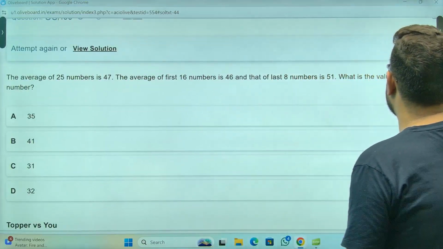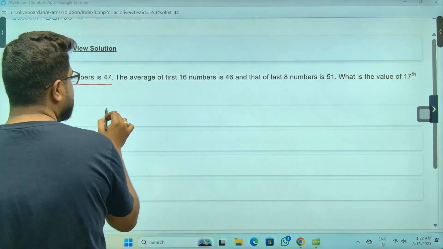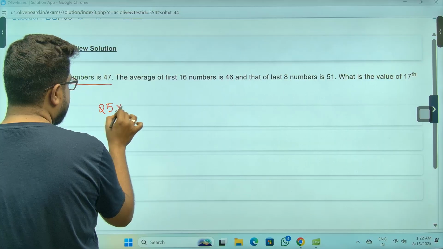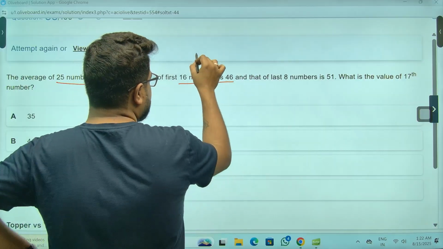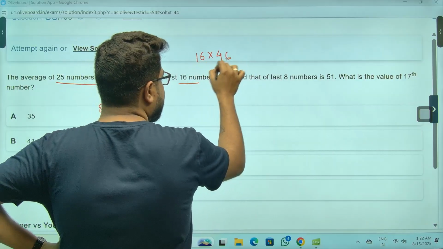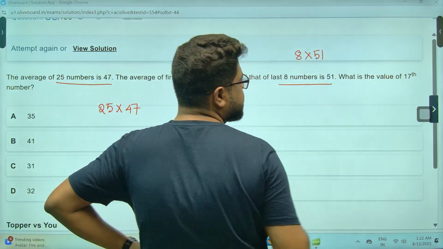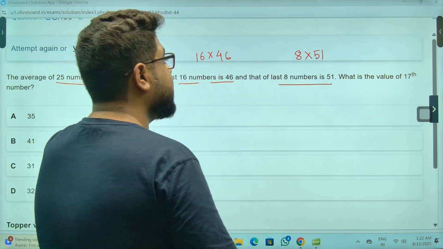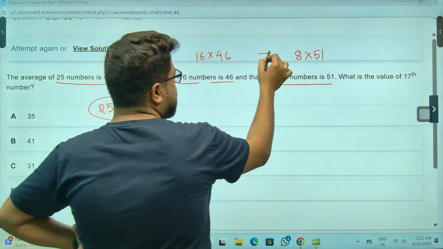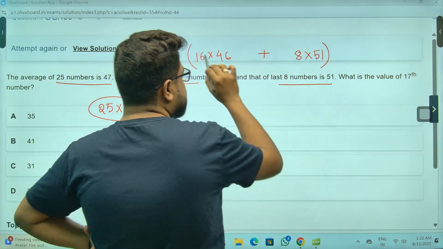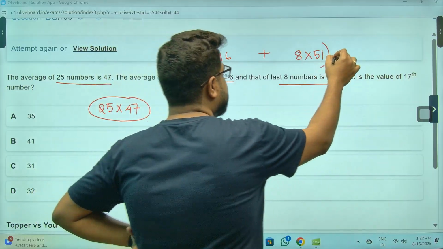Sir, average question. Very simple. Average of 25 numbers given. So total is, I'm doing it in a very normal way. Okay. First 16 numbers is this. So total is, last 8 numbers, sir. Total is, the 17th number is asked, sir. So that means this is total. Sir, this is total. Here you will see the 17th number is carried forward twice. So from both, minus this.